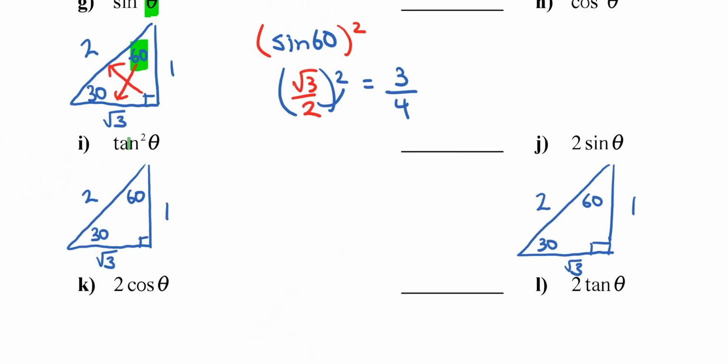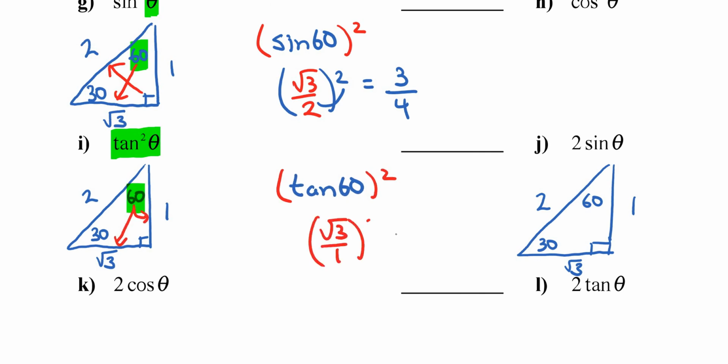Let's do a letter I next. Tan squared theta. So my theta is 60 degrees. So this is going to be tan of 60 all to the power of 2. So where's my 60 degrees? It's right there. And what's my opposite? My opposite is root 3. And what is my adjacent? It is 1. So this is root 3 over 1 all to the power of 2. And that's the same thing as just root 3 times root 3, which is simply going to be 3.